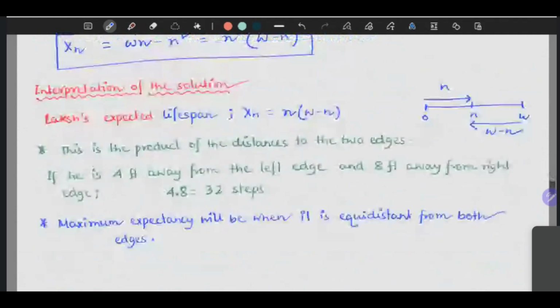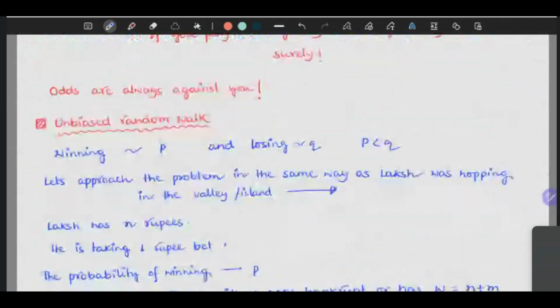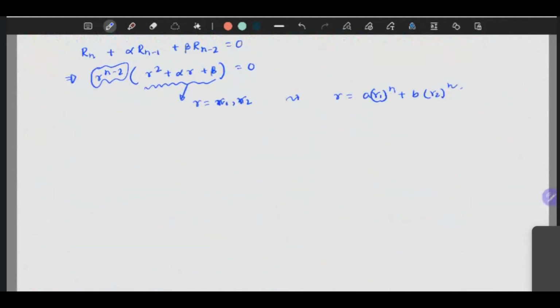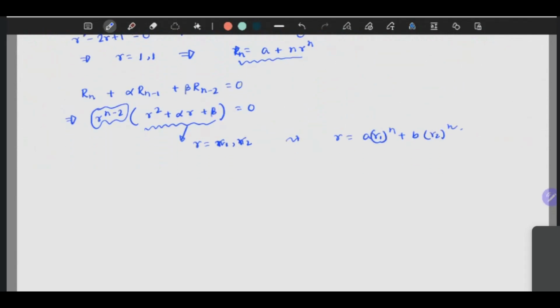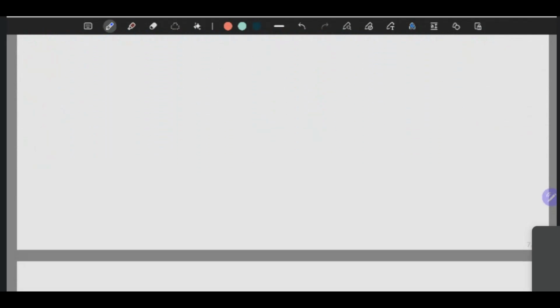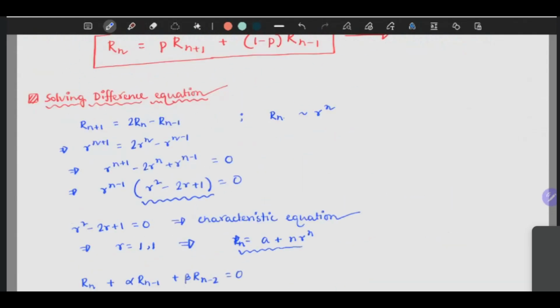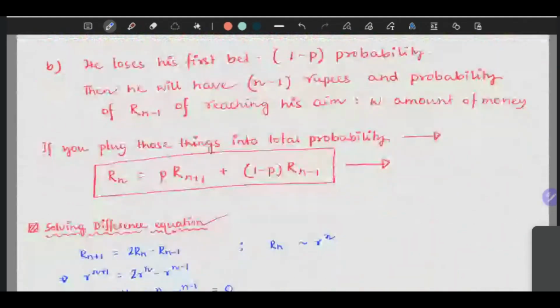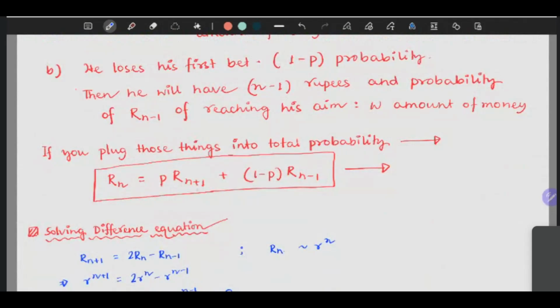So basically I wanted to discuss these things because in physics, people are not sort of trained in difference equations. Okay, so what we are discussing, we got the probability equations for this biased random walk.